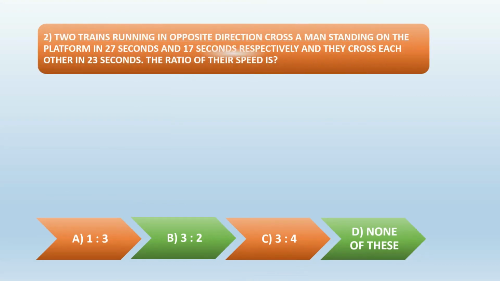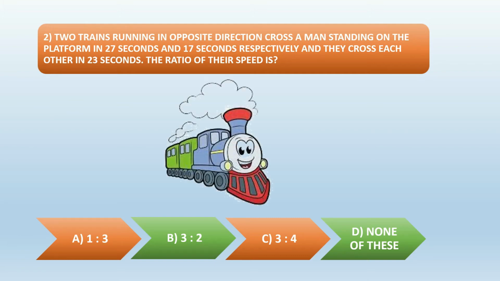The second sum is: two trains running in opposite directions cross a man standing on the platform in 27 seconds and 17 seconds respectively, and they cross each other in 23 seconds. The ratio of their speed is, the options are A 1:3, B 3:2, C 3:4, D none of these.